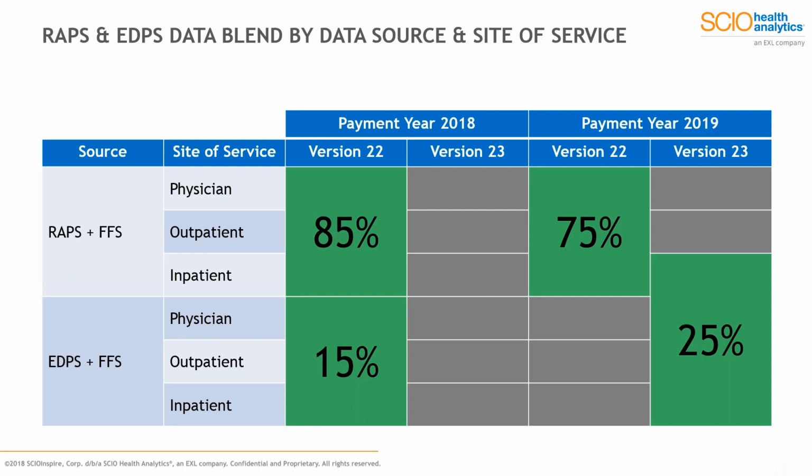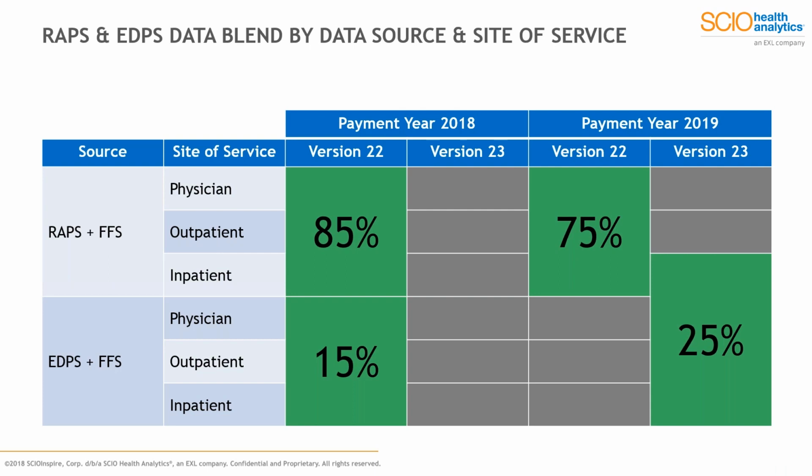So, as we move into next year, and again, we have to remember this started 7/1/17 through 6/30/18 is going to feed January of 2019. So it will be catch up for a while. So if you look at payment year 2019, 75% of the data is going to come from RAPS and fee-for-service, all sites of service.